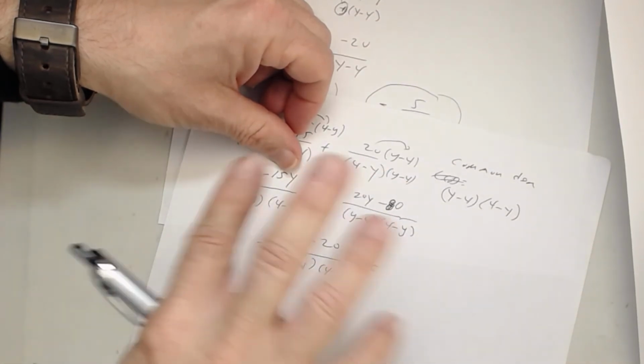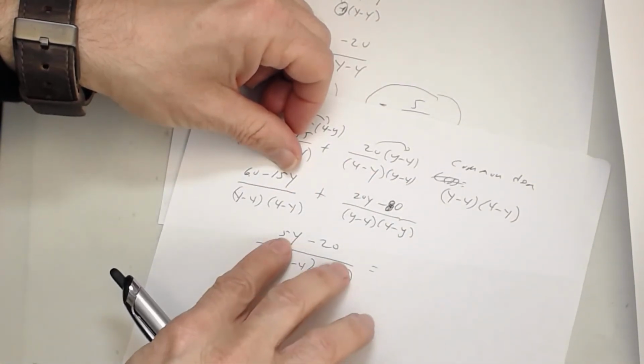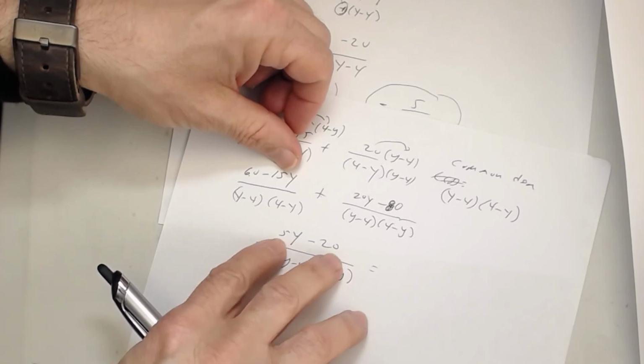Next step was to simplify by factoring. Can I factor the numerator? Yes. What can I factor out? 5.